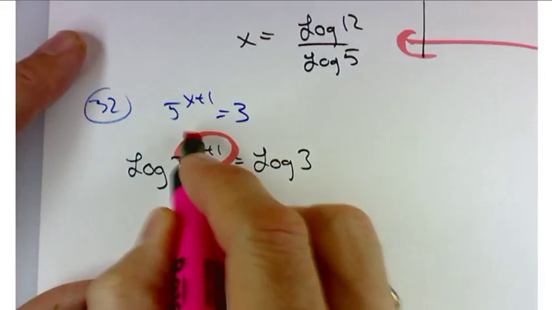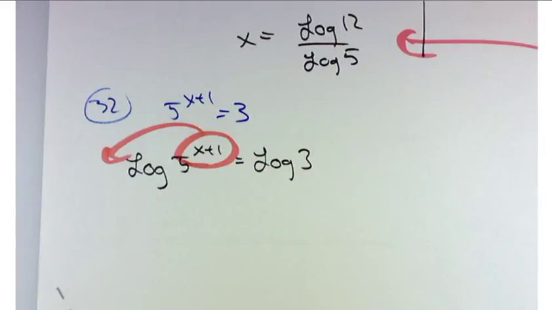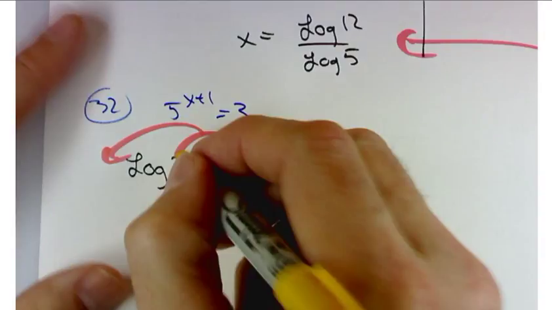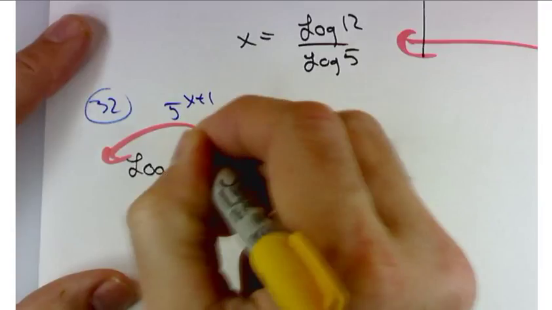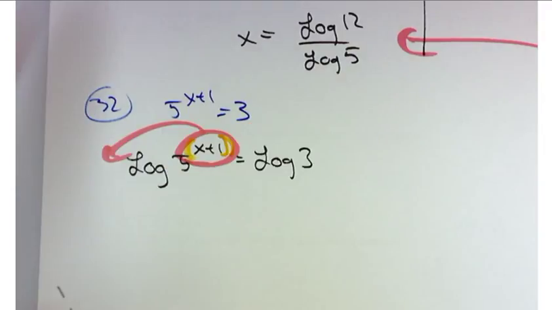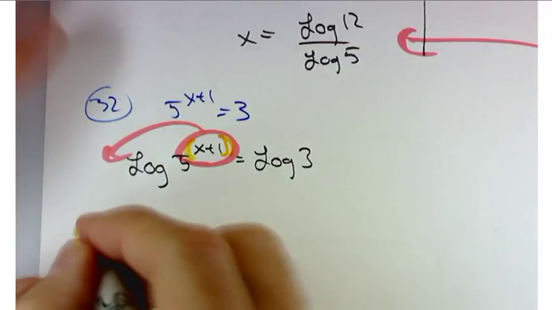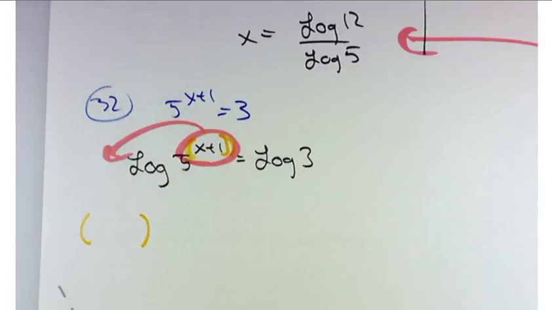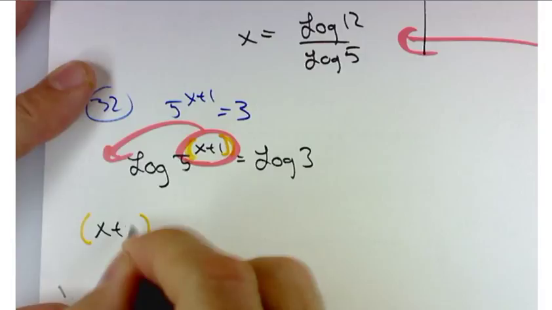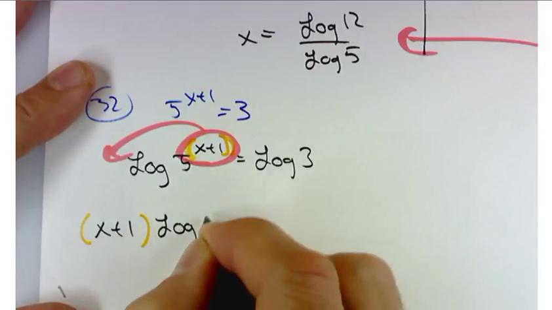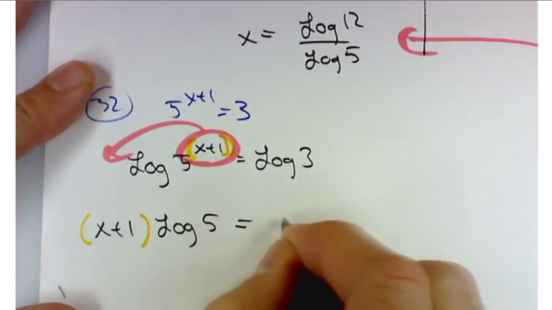Well said. X plus 1 is going to come out front. Now let's do something for ourselves just to be really careful here. Let's put parentheses around that x plus 1, because when it comes out in front, it's still going to come out in front with those parentheses. So (x plus 1) times a log of 5 equals a log of 3.